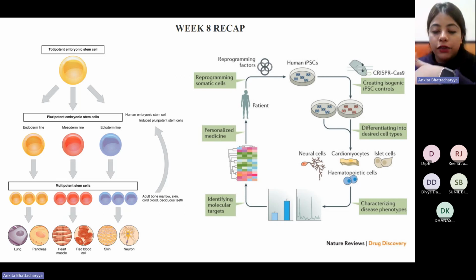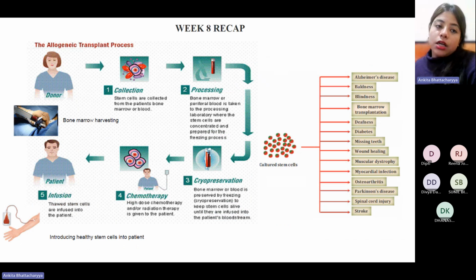So all of these can be different depending on what factors you are providing to that cell. Here we see examples of neural cells, cardiomyocytes, islet cells, and hematopoietic cells. Then after differentiation has been carried out, we can characterize the different types of disease phenotypes. We can study them within the lab. We can identify the disease-specific molecular targets and use them for personalized medicine of the individual.